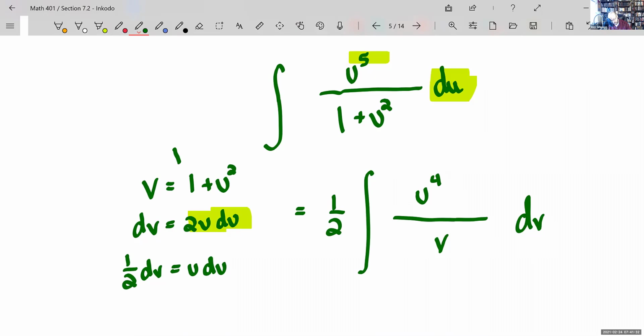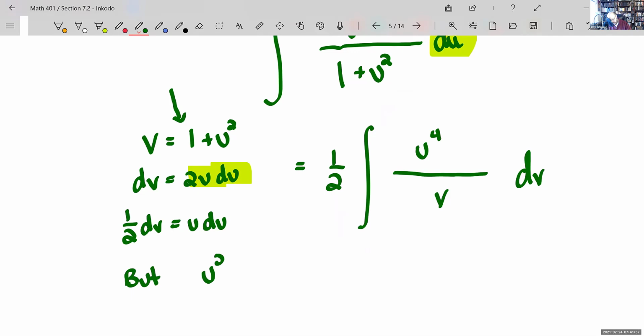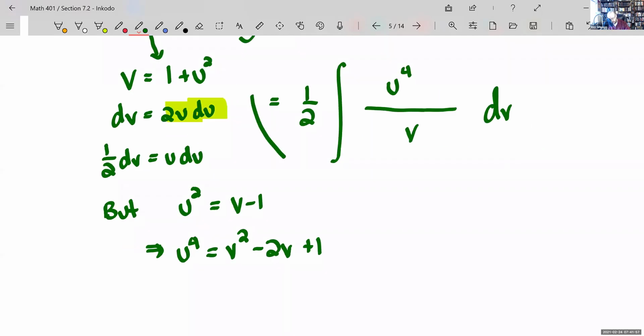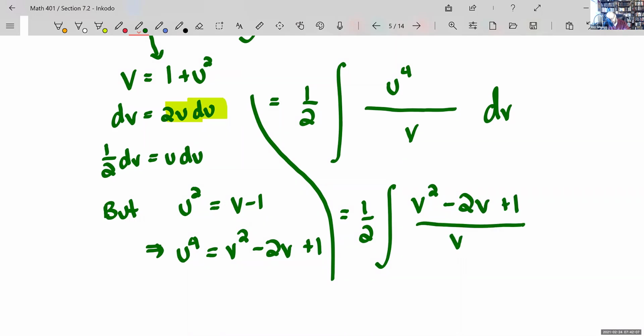So I'll say, but, let's see, u squared is equal to v minus 1, which implies, by the way, that u to the fourth is the square of v minus 1, which I'll go ahead and multiply out right now. It's v squared minus 2v plus 1. All right, let's go ahead and do this. This is going to equal 1/2 integral of v squared minus 2v plus 1 all over v dv.